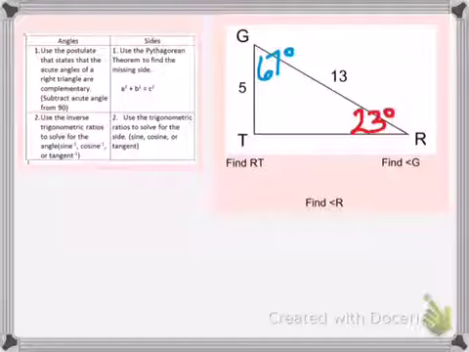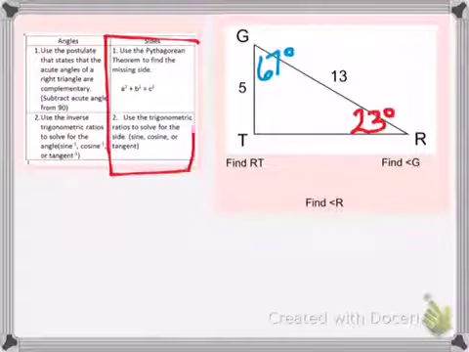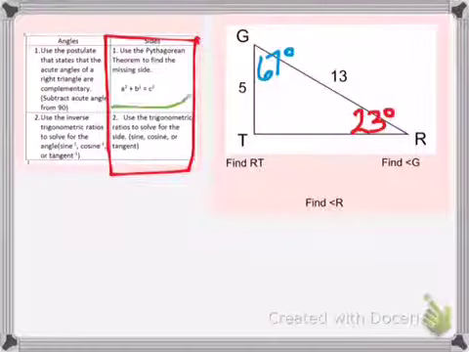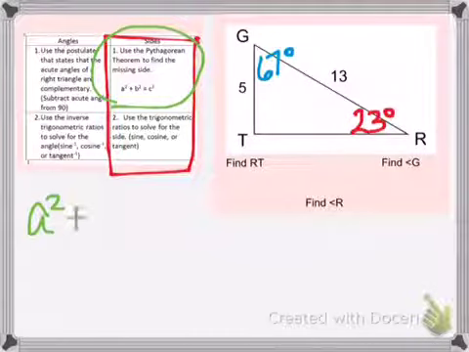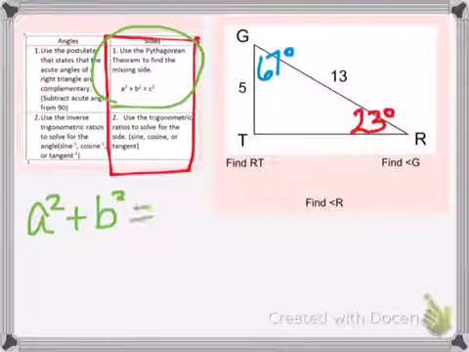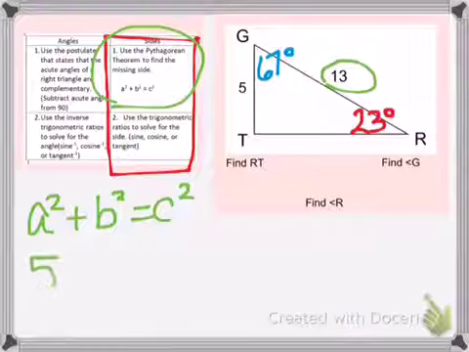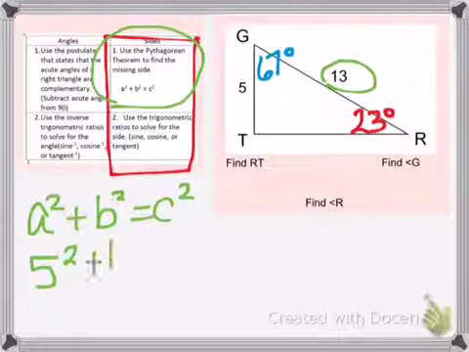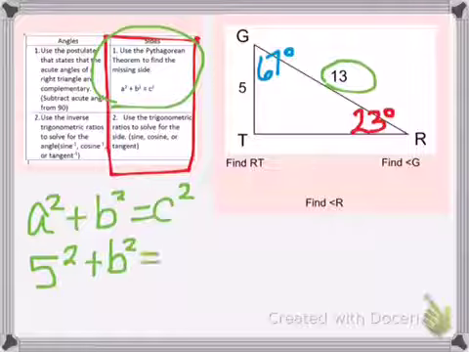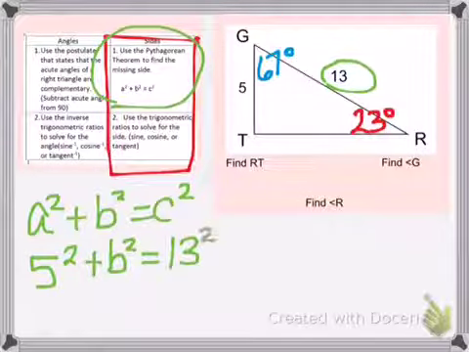To find the sides, I'm going to use one of these two methods. What I need to do is use the Pythagorean theorem because I know two sides. The Pythagorean theorem says a squared plus b squared equals c squared. Remember, c squared is always your hypotenuse, and in this case my hypotenuse is 13. So I would say 5 squared plus b squared, which I don't know, equals c squared, and the hypotenuse is c, so that's going to be 13 squared.